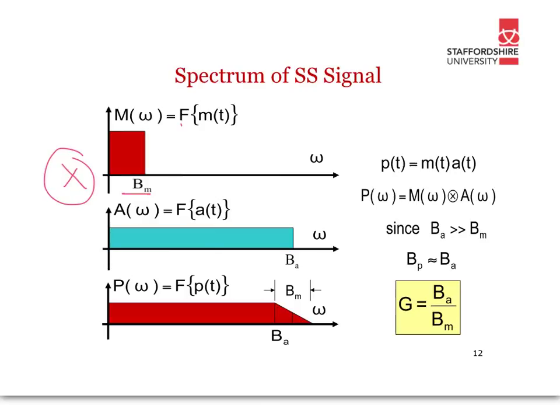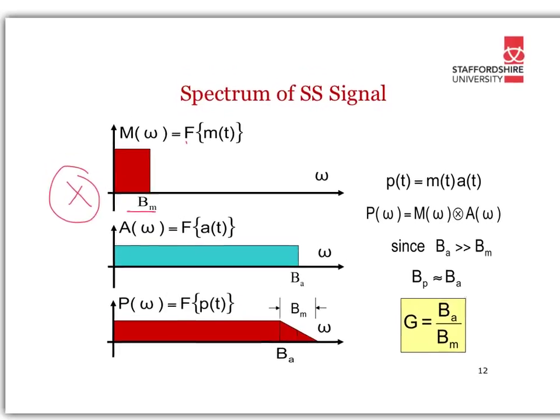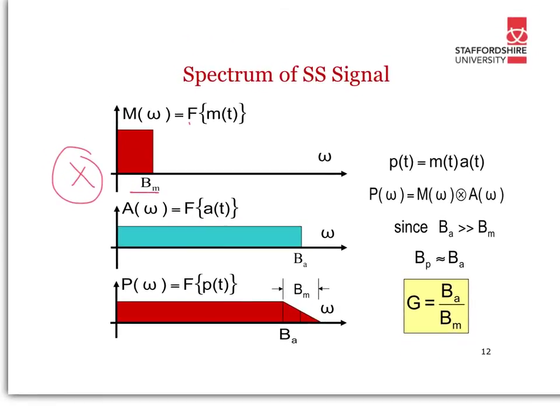So BA is much greater than BM. Then this is convolution, exclusive OR, sorry. BP is approximately equal to BA. BP is the bandwidth of P. So that is approximately equal to BA. So we can say that this is sufficiently small that the gain, or the processing gain, is the bandwidth of the spread encode divided by the bandwidth of the message.